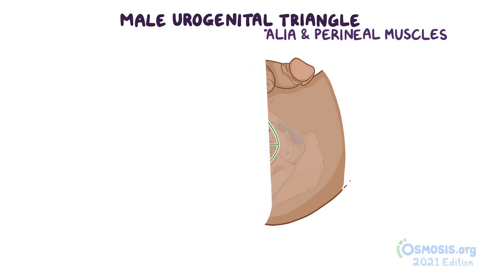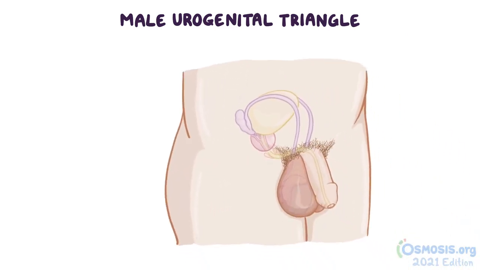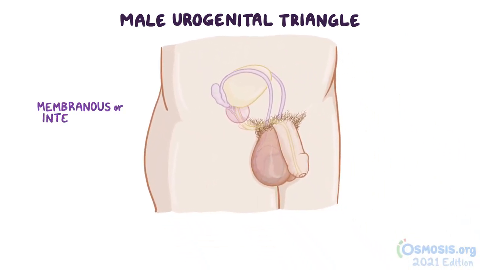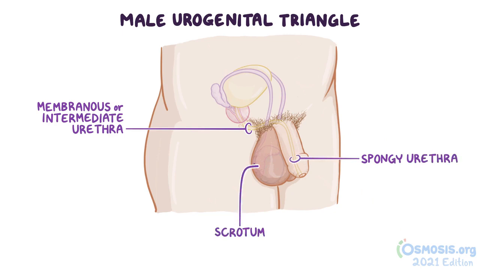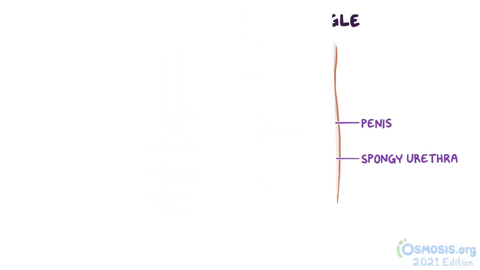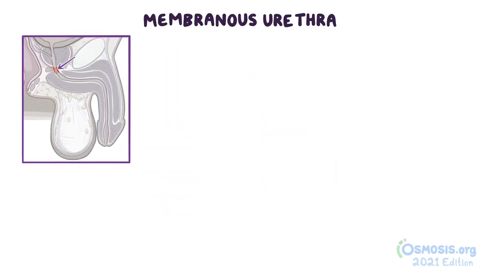Let's start with the male external genitalia, which includes the membranous, or intermediate, urethra, the spongy urethra, the scrotum, and the penis. The membranous urethra begins at the inferior surface of the prostate gland, called the apex.